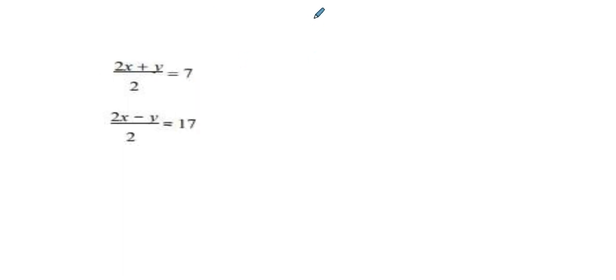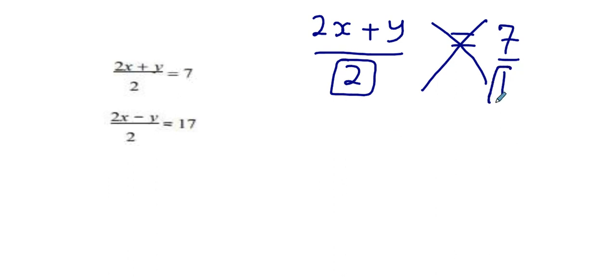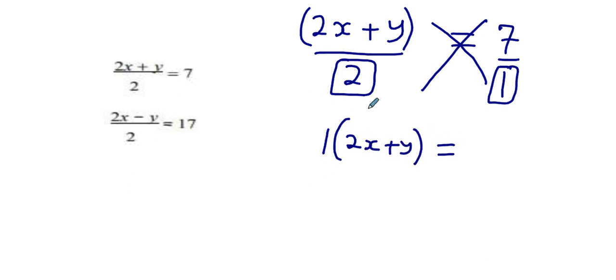We have 2x plus y divided by 2 equals 7. How do we remove this denominator here? What we do is keep this whole number over 1, and then you cross multiply. You see that? So it will be 1 times 2x plus y, and this will be 2 times 7.